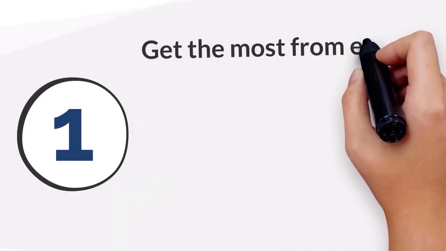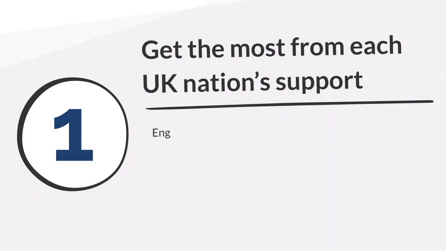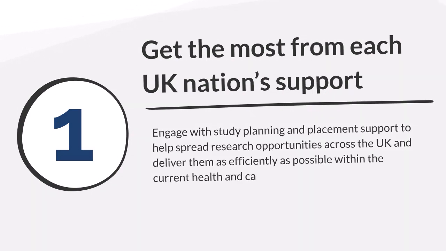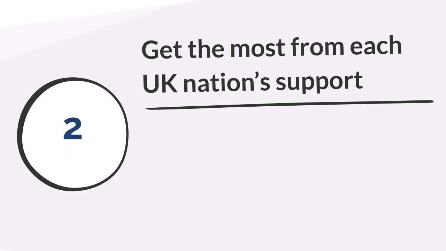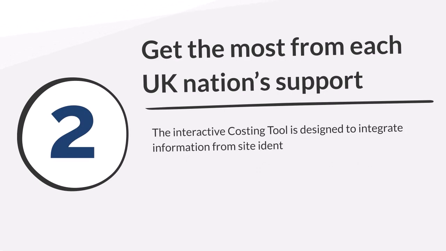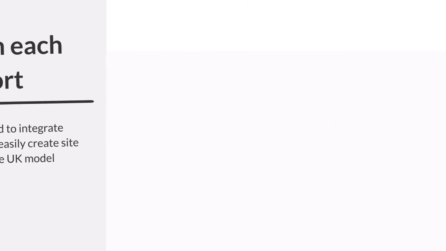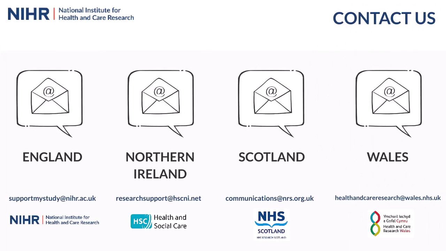Get the most from each UK nation's support. Engage with study planning and placement support to help spread research opportunities across the UK and deliver them as efficiently as possible within the current health and care system. The interactive costing tool is designed to integrate information from site identification to easily create site-specific prices for contracting using the UK model agreements. Further information about the interactive costing tool and study resource review, including guidance, tutorials and updates, can be found on the NIHR website.